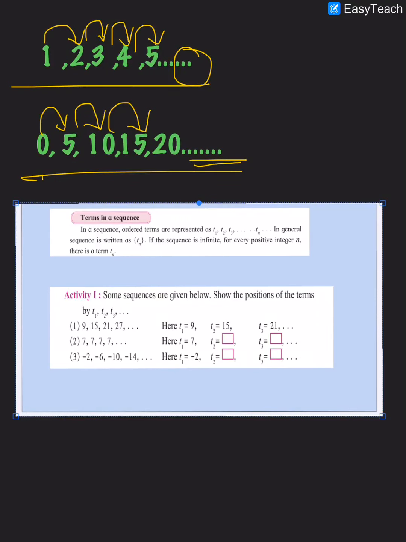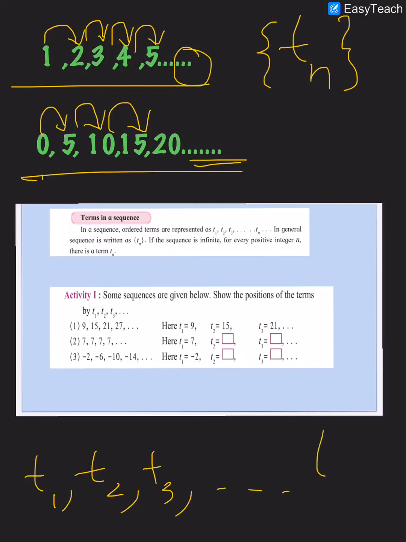So now we are going to see what is a term. What do we mean by terms in a sequence? In a sequence, ordered terms are represented as T1, T2, T3, etc., Tn. In general, the terms of a sequence can be written as Tn, and every single term is written as T1, T2, T3, etc. So the ordered terms can be represented like this.